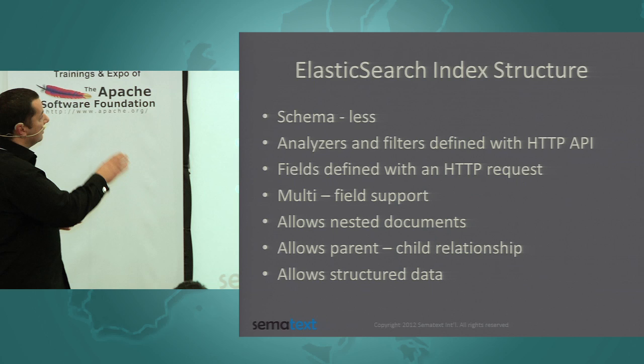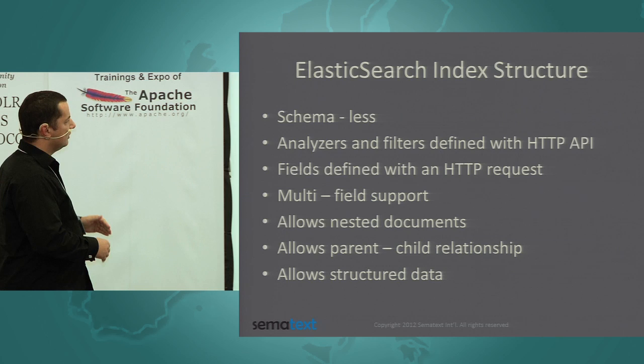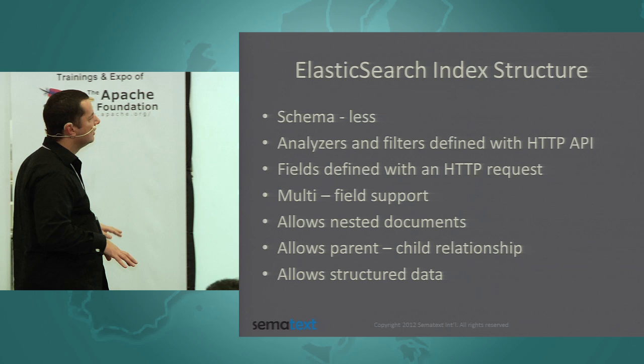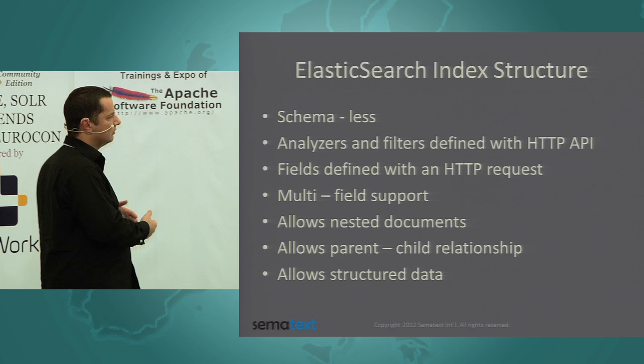The same comes with the fields. There is a multi-field support. It's more or less the same as the copy field feature in Solr. Elasticsearch allows you to get multiple fields with similar names, let's call it, and the data will be copied into those multiple fields. For example, a different field for searching, a different field for faceting, but all with similar names. One, for example, name and one name.facet.